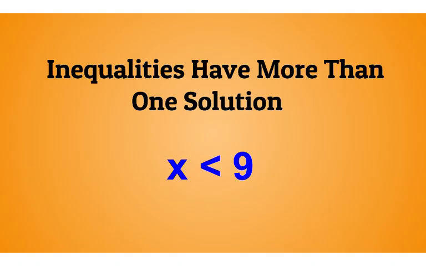Understand inequalities have more than one solution. For example, this is x is less than 9, so therefore 8 could be a solution. 7 could be a solution. 6 could be a solution. -1 could be a solution. 0 could be a solution because anything less than 9 is a solution or is an answer.